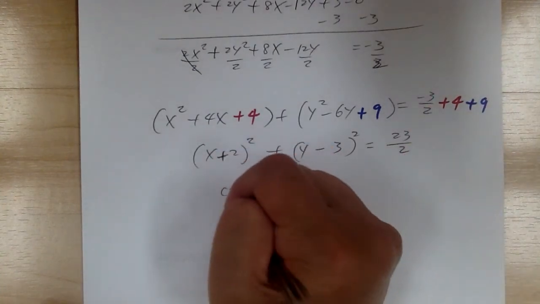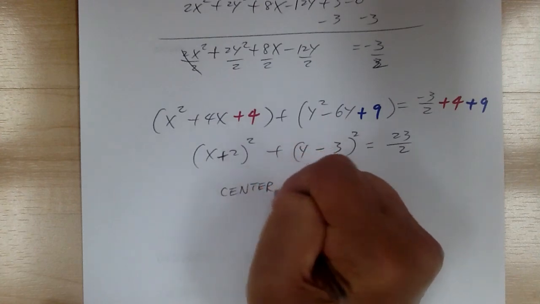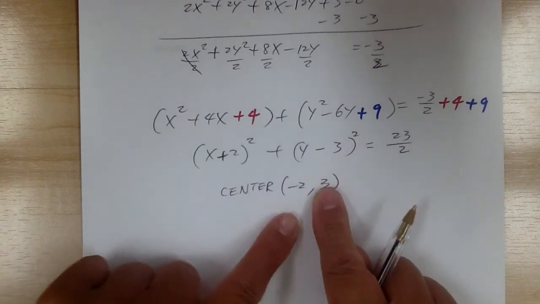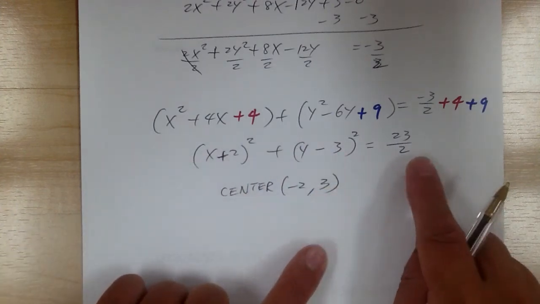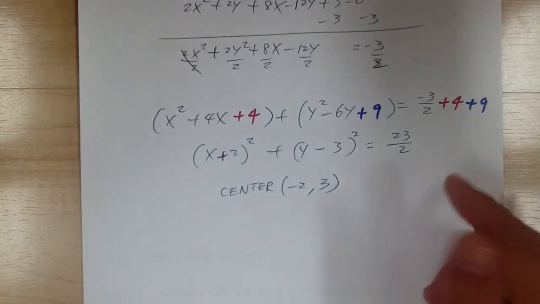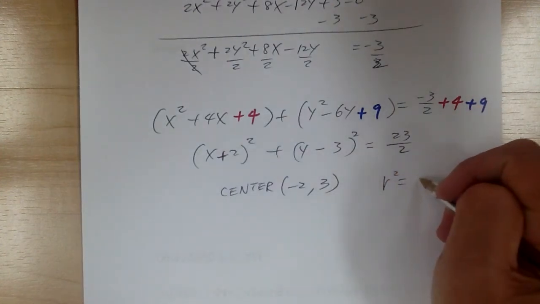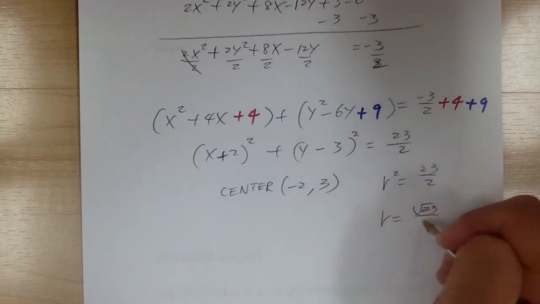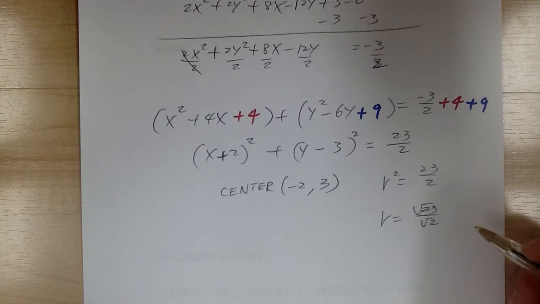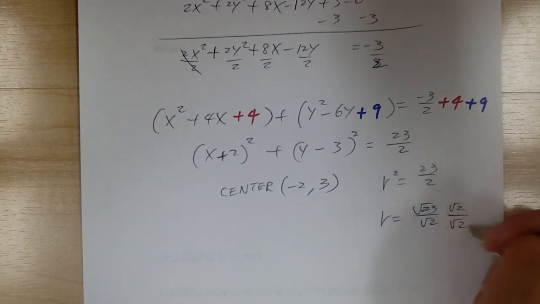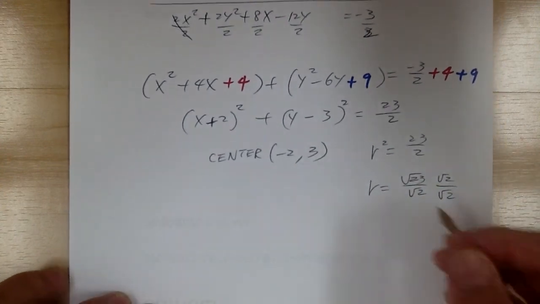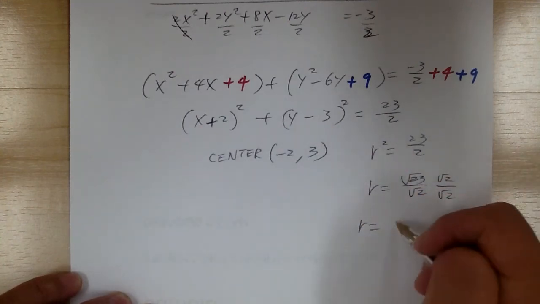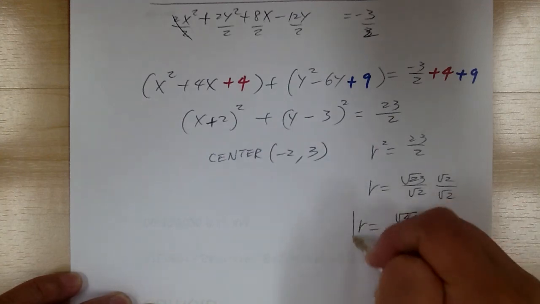So now your center is going to be at (-2, 3). This gives you the center. You just set this equal to 0 and you solve. And this is the r squared. So r squared equals 23 over 2. So r equals square root of 23 over square root of 2. And if you simplify, you get r equals square root of 46 over 2.